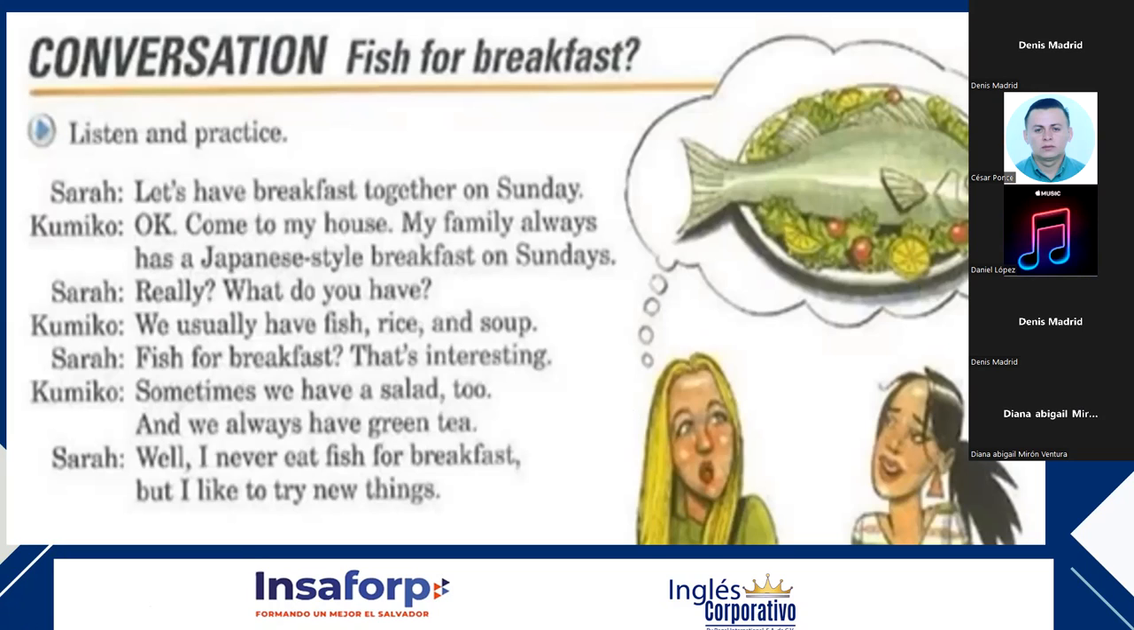You are Kumiko. Action. Let's have breakfast together on Sunday. Okay. Come to my house. My family always has Japanese style breakfast on Sunday. Really? What do you have? We usually have fish, rice, and soup. Fish for breakfast? That's interesting. Sometimes we have a salad too, and we always have green tea. Well, I never eat fish for breakfast, but I like to try new things.